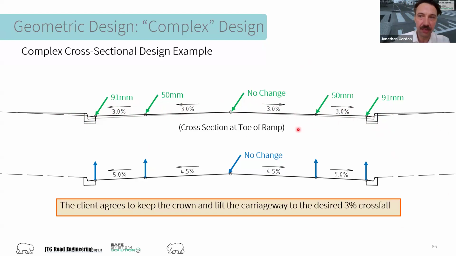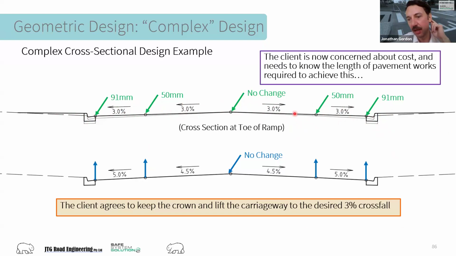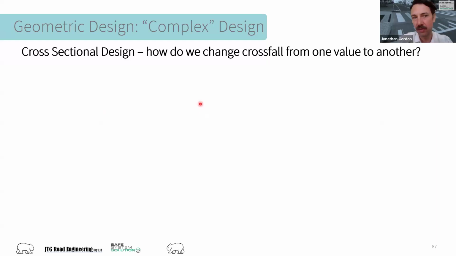We're all very pleased. And then all of a sudden they say, wait a second, I thought this was going to be a lump of asphalt on a road, and I've done my budget, but I haven't quite finished it. And I'm concerned about how much pavement work is now involved though. So how much pavement work do I need? I mean, over what length am I doing this? Let's just jump into that and discuss how we change from one cross-section, one crossfall, to another.